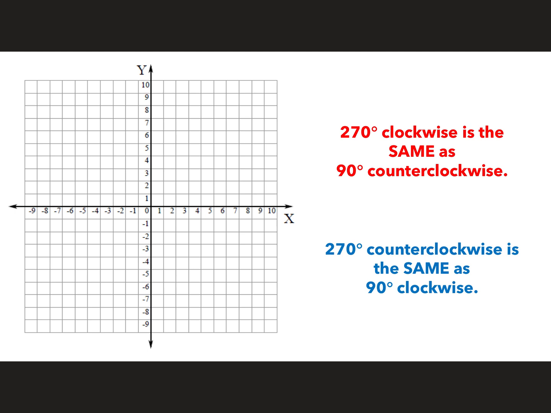Just as a reminder, 270 degrees clockwise. So basically I'd be here and I'd be going 1, 2, 3 quadrants. Well, that is the exact same thing as 90 degrees counterclockwise, just like that. And then the same thing, 270 degrees counterclockwise is the same thing as 90 degrees clockwise. Because of this, I'm only going to go over the rules for 180-degree turns and 90-degree turns, because then whatever I do for the 90, you can do for the 270 going the other direction.